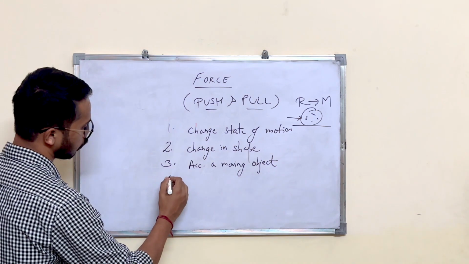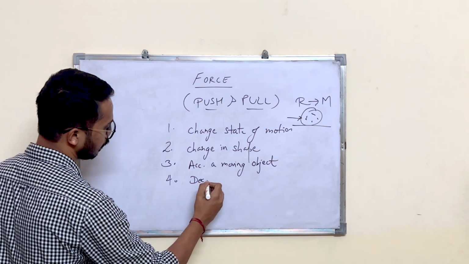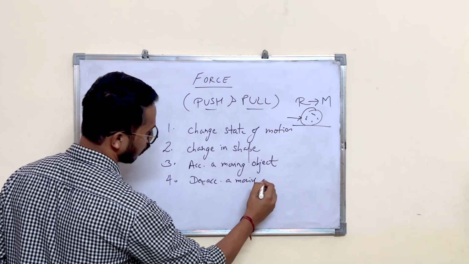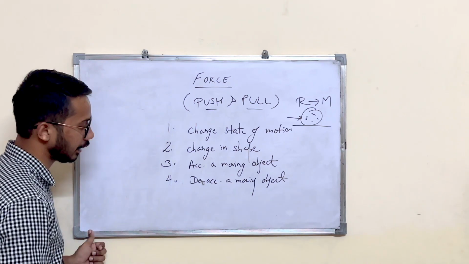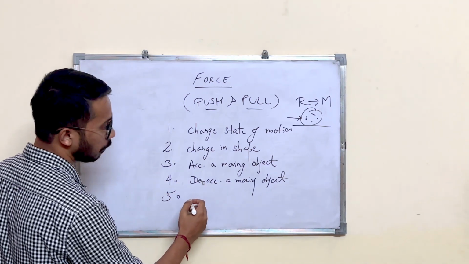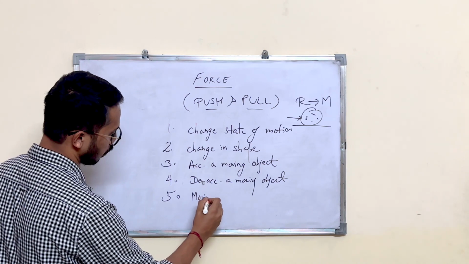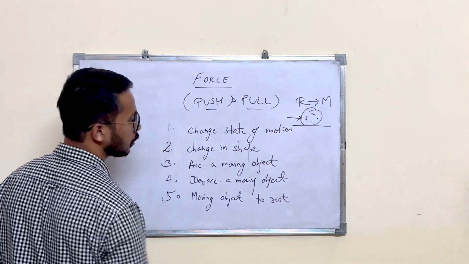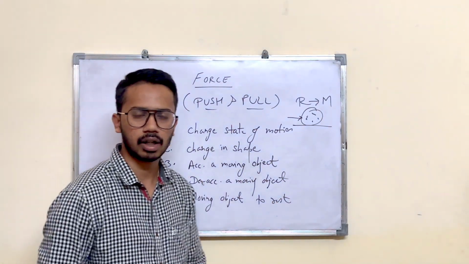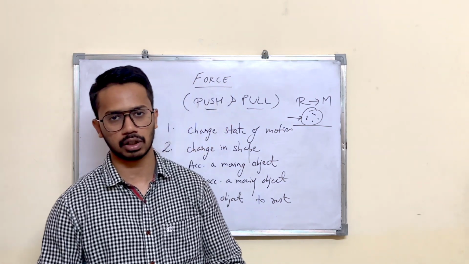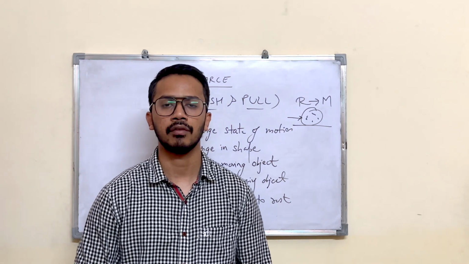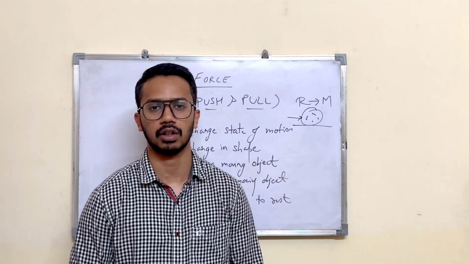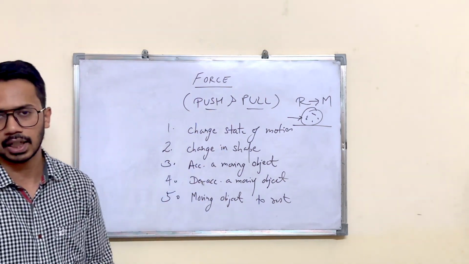The vice versa is also true. We can decelerate a moving object. And next, we can make a moving object come to rest. Now, moving object to rest means, let's say you are on the road on your cycle or in your car or automobile and you just hit the brakes. What will happen? Once you hit the brake, your motion will cease. You will come to rest. So again, this is an example of force only. So these are a few things which we can do with the help of force.